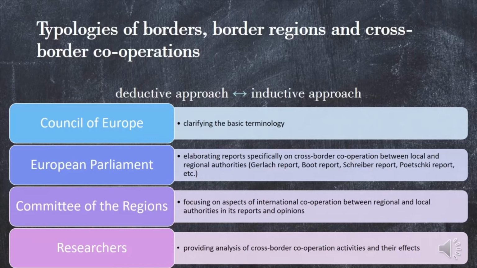The Committee of the Regions, in its document entitled Trans-European Cooperation Between Territorial Authorities, New Challenges and Future Steps Necessary to Improve Cooperation, published in 2001, gives an excellent overview of the multitude of approaches that attempt to analyze and classify cooperation between local and regional authorities in Europe. These were developed mostly by the Council of Europe, the European Parliament, the Committee of the Regions, and researchers.